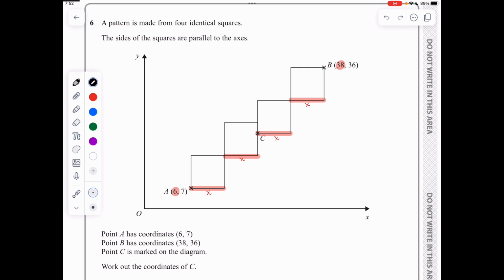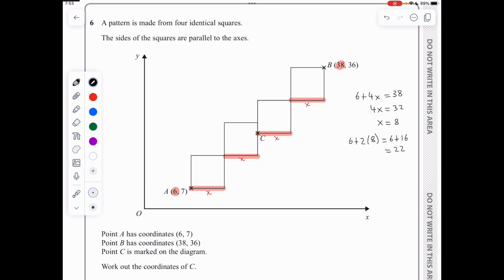So we have that 6 plus 4x is equal to 38. So 4x is 32, which means that x is 8. So we have found x, the length of the side of the square. So I can simply say that to find the x coordinate of C, I will simply do 6 plus 2 x's. So 6 plus 2 times 8 will be 6 plus 16, which is 22. So the x-coordinate of point C will be 22.